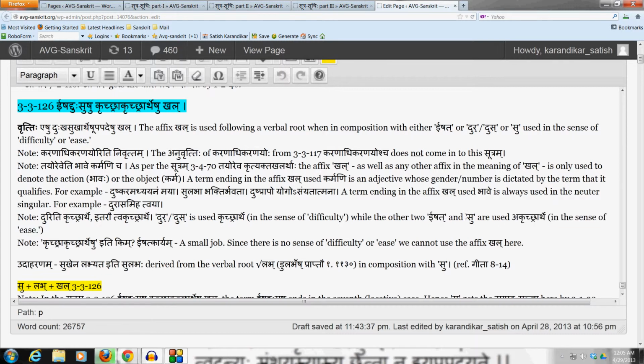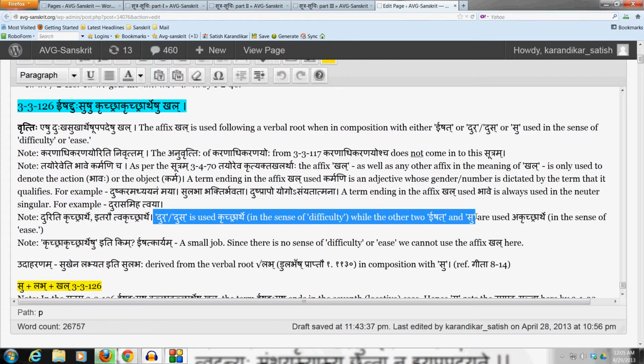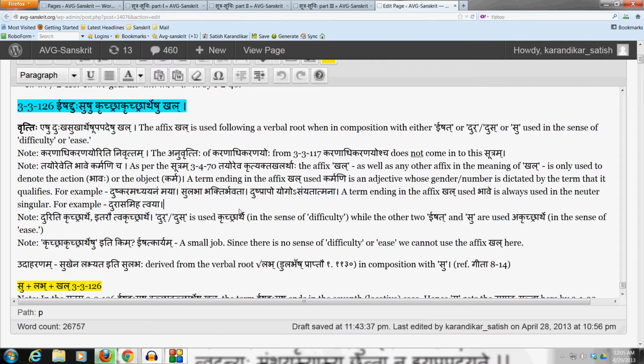Similarly, su is an avyayam in the sense of good, easy. So that is also in the sense of akrichrarthe. While dus is in the sense of bad, difficult, hard. So that is in the sense of krichrarthe. So even though there are three terms and two meanings, we know from the usage in the language that dur/dus is used krichrarthe in the sense of difficulty, while the other two, ishat and su, are used akrichrarthe, in the sense of ease. Hence Tattvabodhini says duriti krichrarthe itarau akrichrarthe.